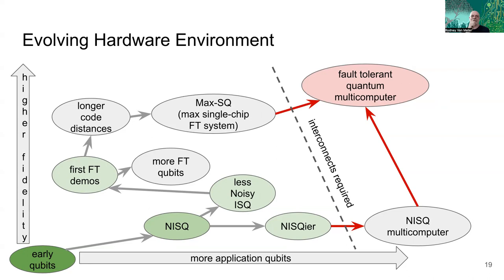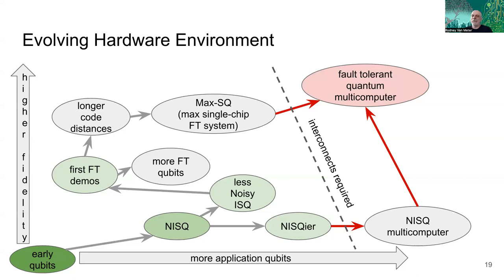Although we're designing and building systems that are less noisy, where NISQ is noisy intermediate scale quantum systems. And we're getting just now essentially to the first fault tolerant demonstrations, which dramatically reduces the number of qubits that are available to an application that's actually going to run on it, but ideally will give us those improvements in fidelity that we're ultimately going to need.